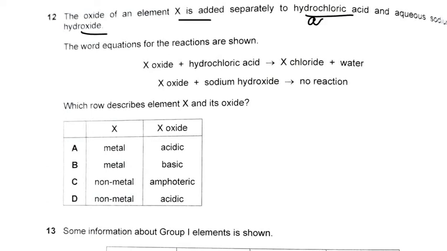It means what? You are adding in acid, you are adding in base or alkali. Now the word equation is shown here: oxide, chloride and water. Oxide, sodium hydroxide, and no reaction. So which row describes element X and its oxide? See, when you put the X oxide, it is not showing any reaction with the alkali or base.